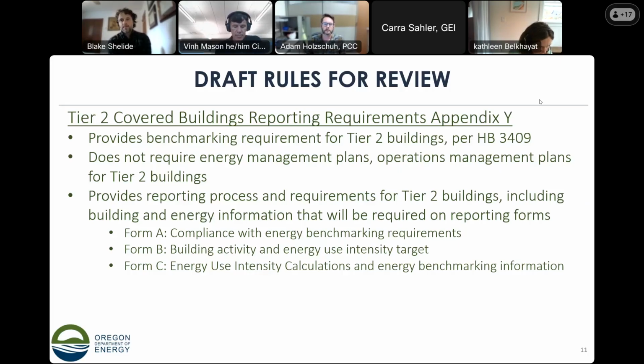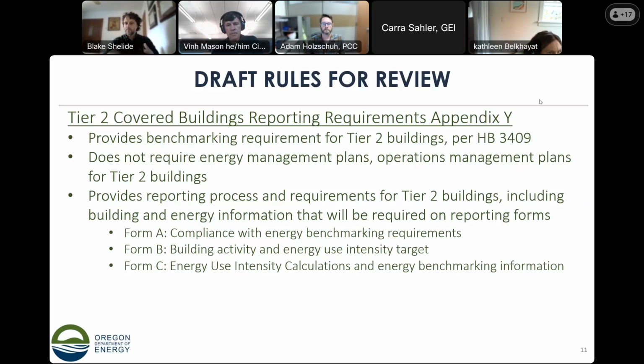Yeah, it's a good question. So in those cases where you might have a mix of different buildings, maybe some tier one buildings, some tier two buildings, some covered buildings, some uncovered buildings, say there's one tier one building that needs to meet the BPS requirements, but a bunch of other buildings that don't, and they're all on one meter.